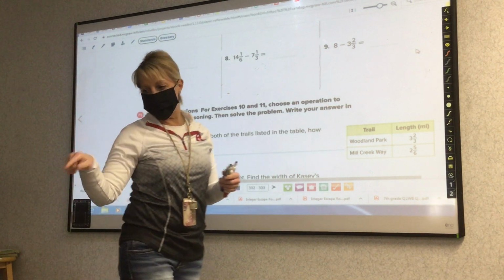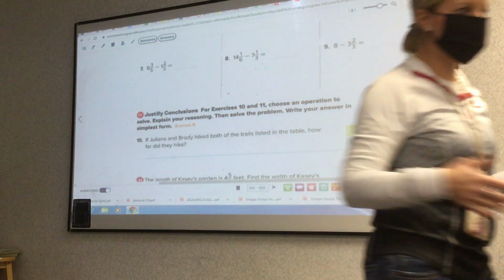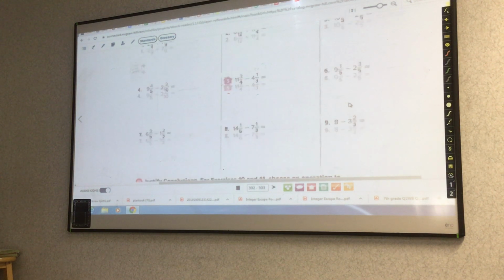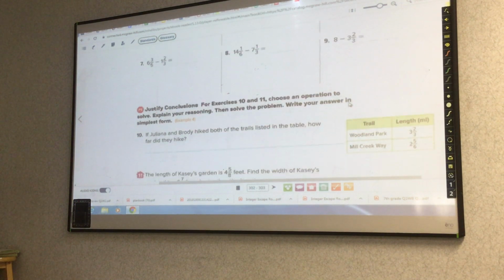Alright, we are not going to finish the bottom of this page. I have 2 more problems I'm going to show you, and then you guys are going to do some independent practice today on your own, because we worked 2 days together on this.